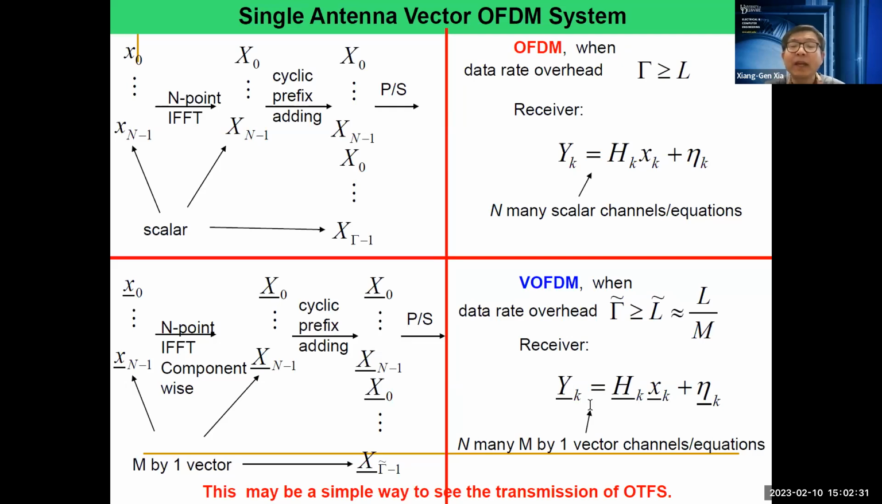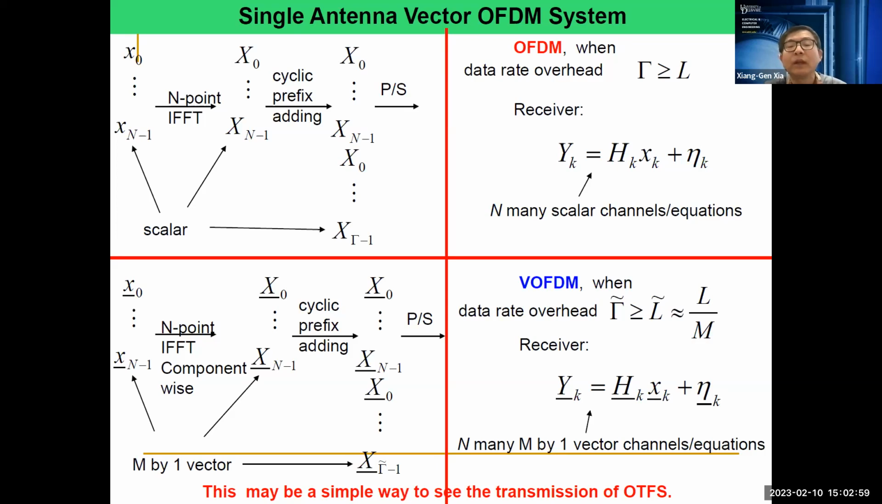So for every k in the time frequency domain, you get a vector channel. The vector size here is M by 1, this is M by 1, and this is an M by M matrix. So the channel is vectorized. This is a simple way to think about OTFS, the orthogonal time frequency space modulation scheme. This is a hot topic lately. In fact, I think it's a simple way to understand the transmission.